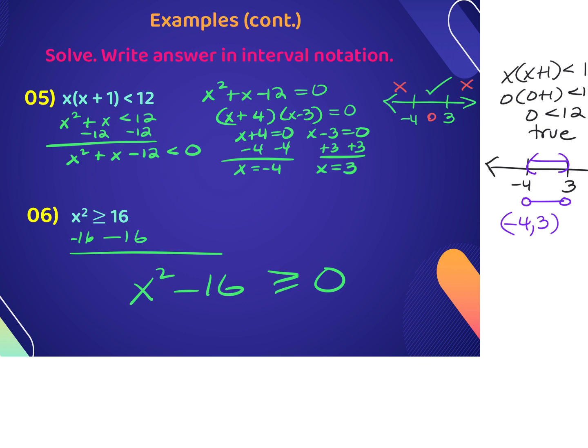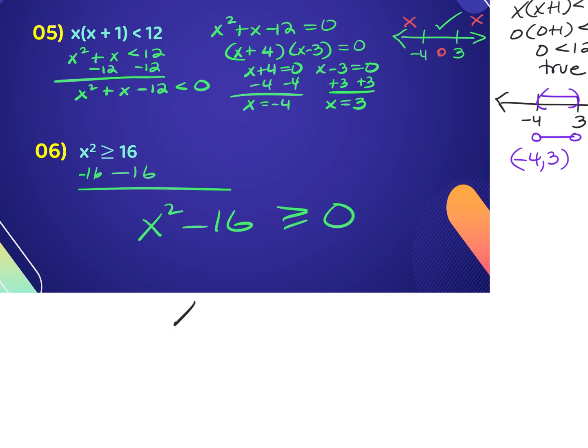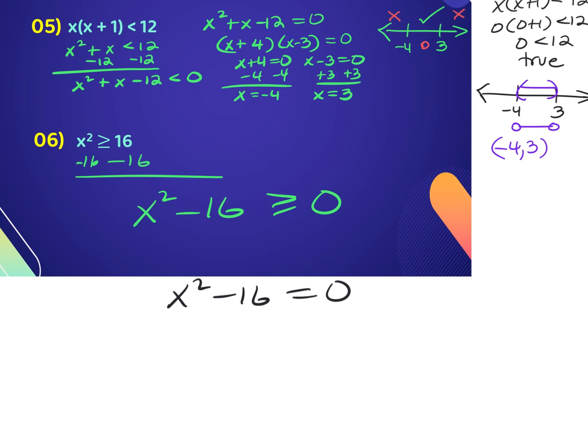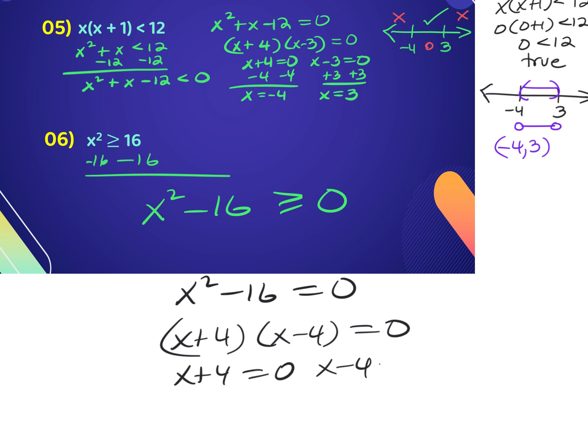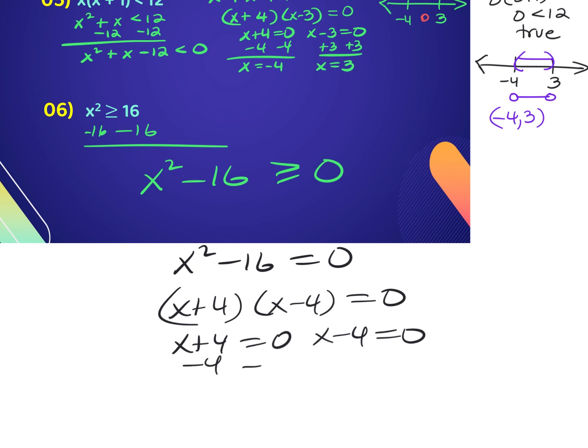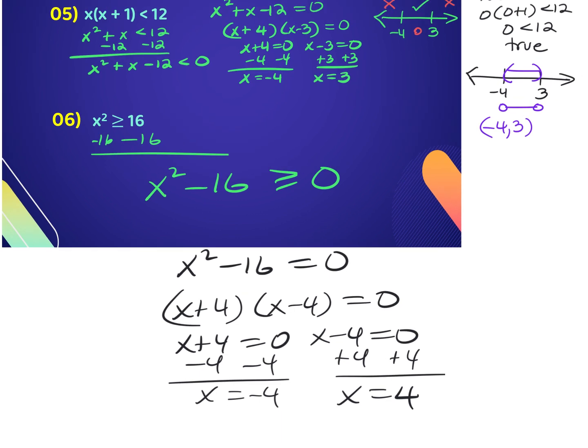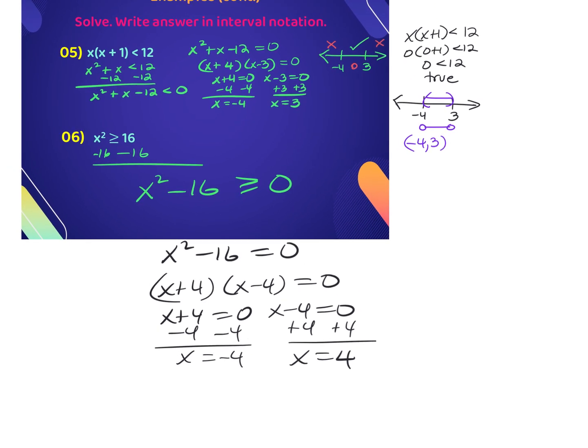So now what I'm going to do is solve this as if it's an equal sign. x squared minus 16 equals 0. I can factor this. This is the difference of two squares. So x plus 4, x minus 4. Set each of my binomials equal to 0. Subtract 4, x equals -4, over here add 4, and x equals +4. These become the numbers on my number line. Least to greatest, put the -4 first, then the +4.